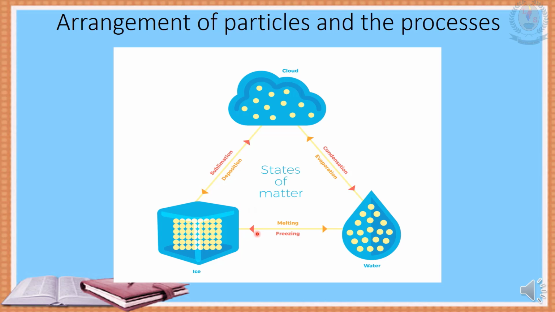Now we'll see the arrangement of particles and the processes. I am recalling your knowledge here. Already you have learned these changes of states in previous years. Now let's see, this is an ice cube, the solid state of water. Here the yellow spots indicate the solid particles of this ice cube. You can see they are packed tightly. There's no space in between these particles.